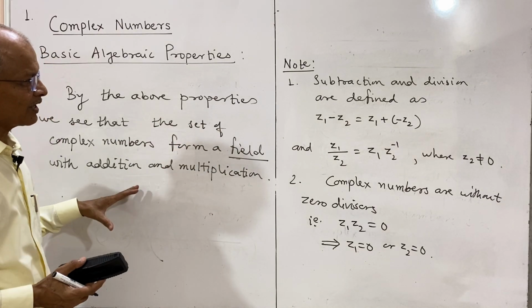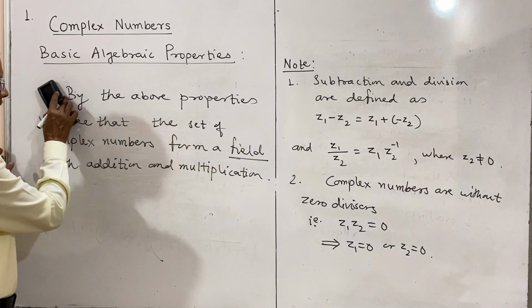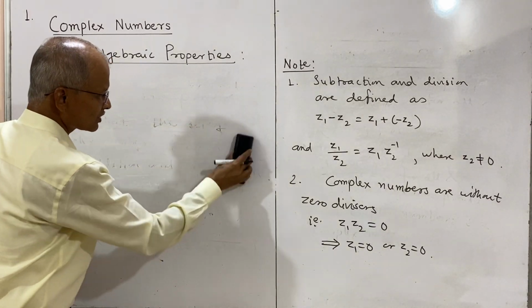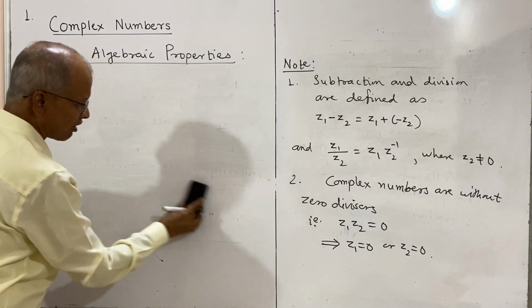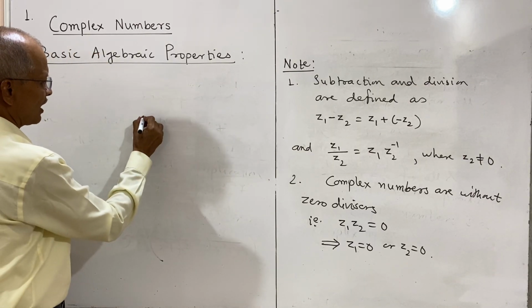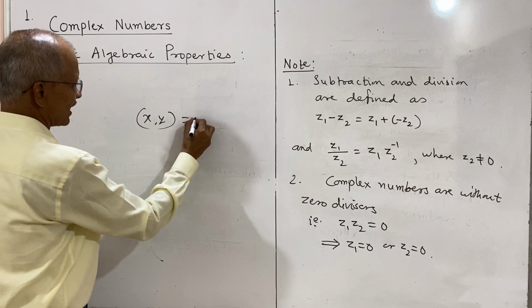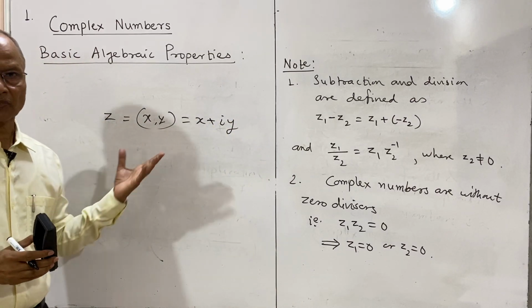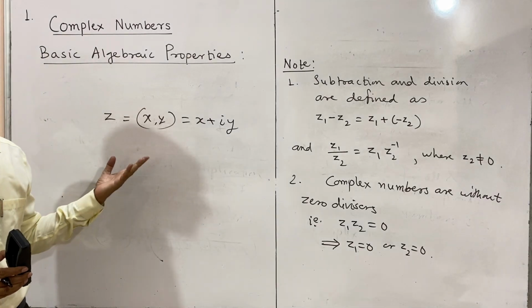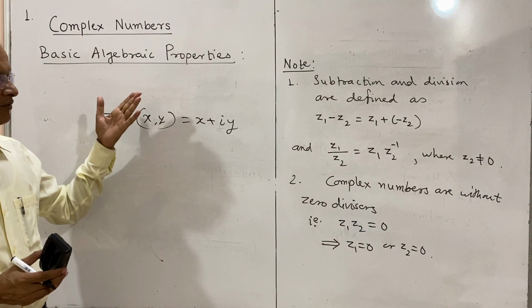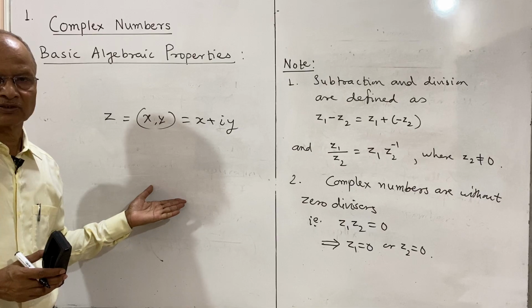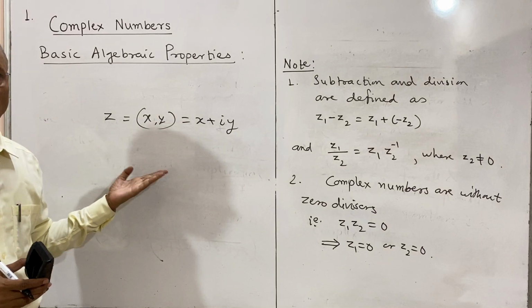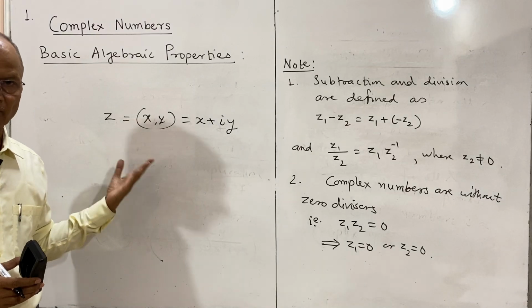So thus we have seen the notation for complex number, denoted in two ways: as an ordered pair x comma y, or also in terms of the symbol x plus i into y. And we have defined equality, the sum, the product, and we have seen the basic algebraic properties which say the complex numbers with addition and multiplication form a field.